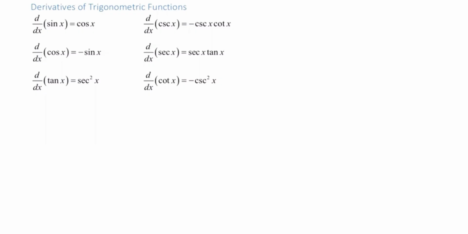The derivative of cosecant x is negative cosecant x cotangent x. The derivative of secant x is secant x tangent x. And the derivative of cotangent x is negative cosecant squared x.